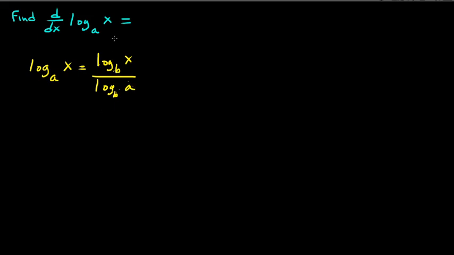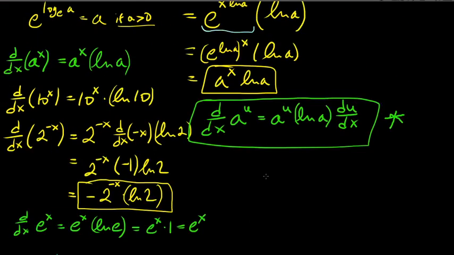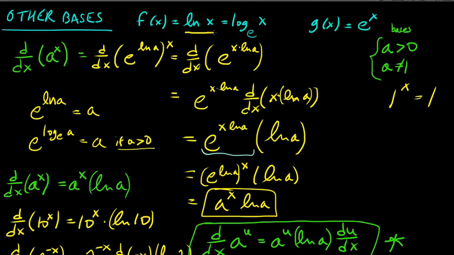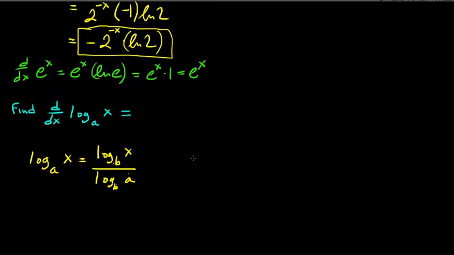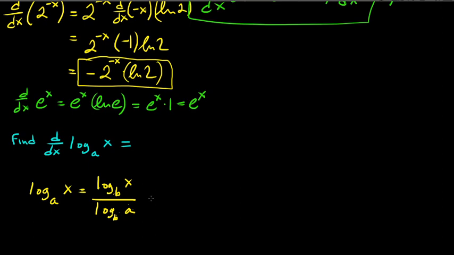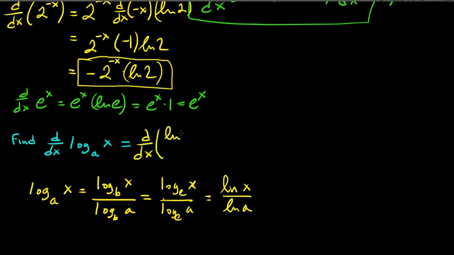So what b should be used? Well, the only log we know the derivative for, way up here, is natural log, right? Base e. So my b should just be e. So in other words, this is going to be log base e of x divided by log base e of a. Or better yet, this is just natural log of x divided by the natural log of a. Right. So that's what I'm taking the derivative of.